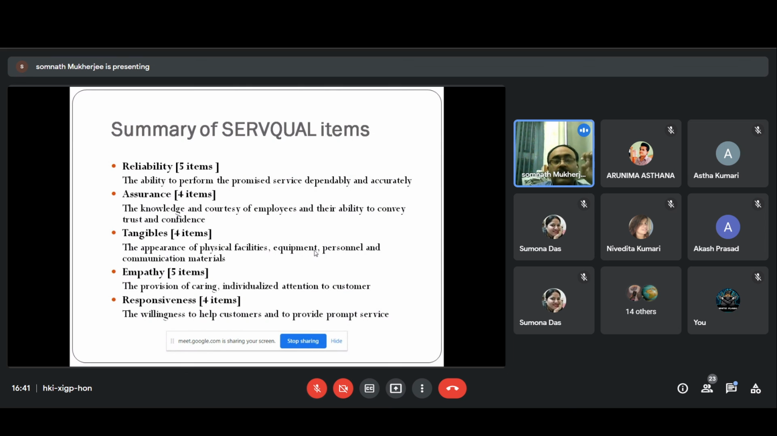My study using this was in the retail banking sector. I will share that article DOI with you. It's an SCI publication. You can find that. So, reliability, assurance, tangibles, empathy, responsiveness. These are the 5 dimensions that have been identified. Reliability means what? The ability to perform the promised service dependably and accurately.